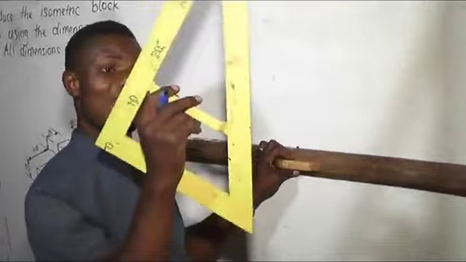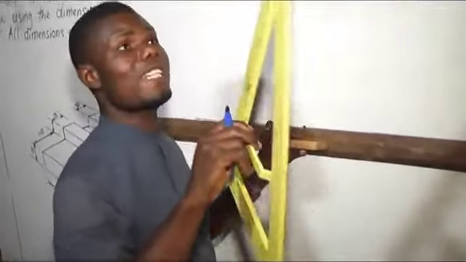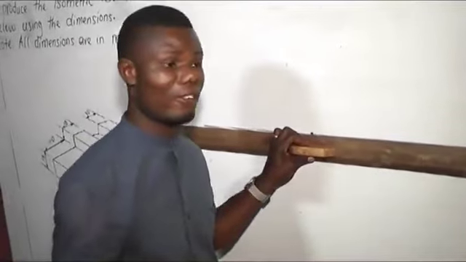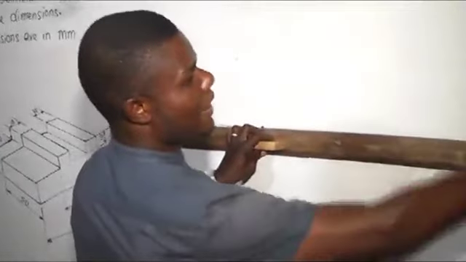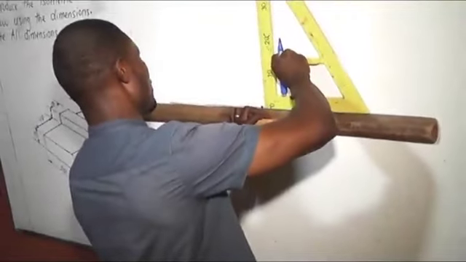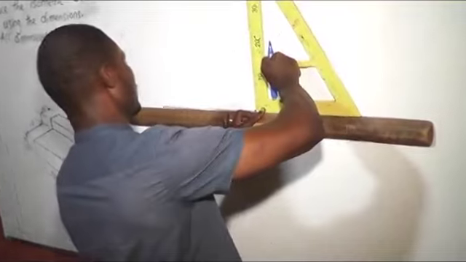This set square carries 30, 60, and 90 degrees, but we are going to make use of only the 30 degree and 90 degree sides of the set square. So after setting this, since we are drawing AD, which is a vertical line, you set your set square like this.